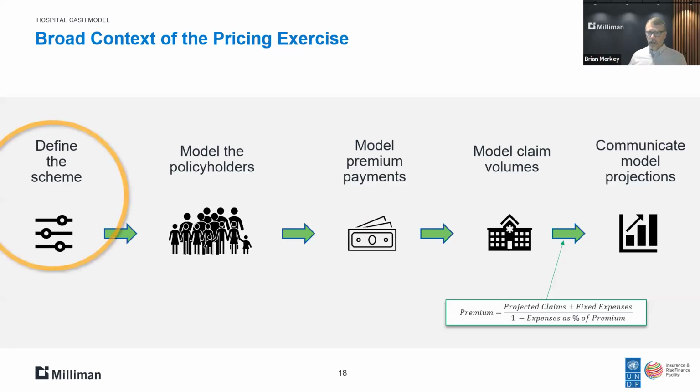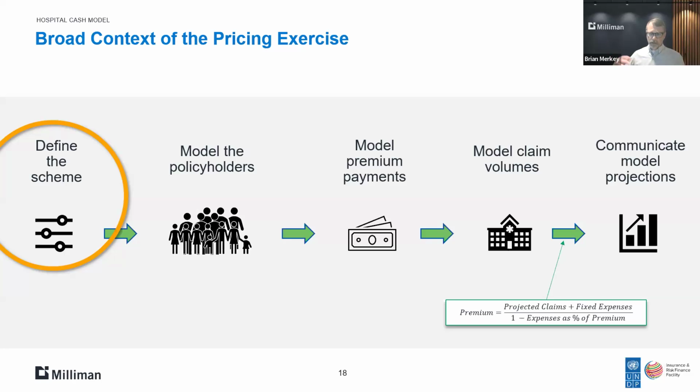And all of this modeling comes from this initial starting point of defining the scheme, or defining the product that is being offered. Because once the product offering has been defined, then you can get a sense of who might enroll. Then you can get a sense of what kind of claims they might incur, and therefore get a sense of how well the product might perform as a business.